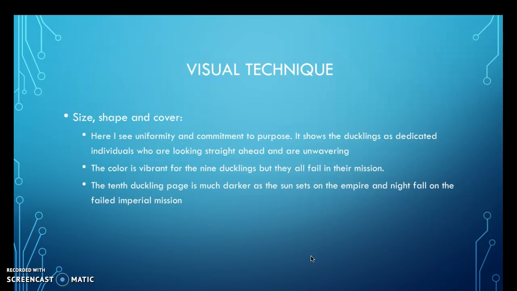The color is vibrant for the 9 ducklings, but they all fail in their mission. These first 9 ducklings faced open rebellion. It is the same fate that befell the 10th duckling. The 10th duckling has a much darker color used, and this represents, in my opinion, the sun setting on the empire and night falling on the failed imperial mission.